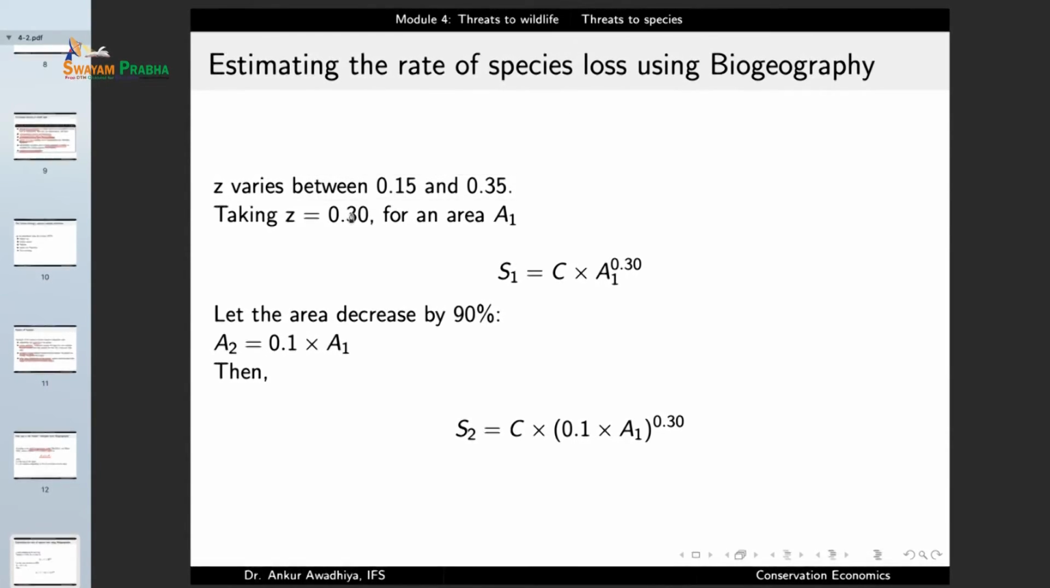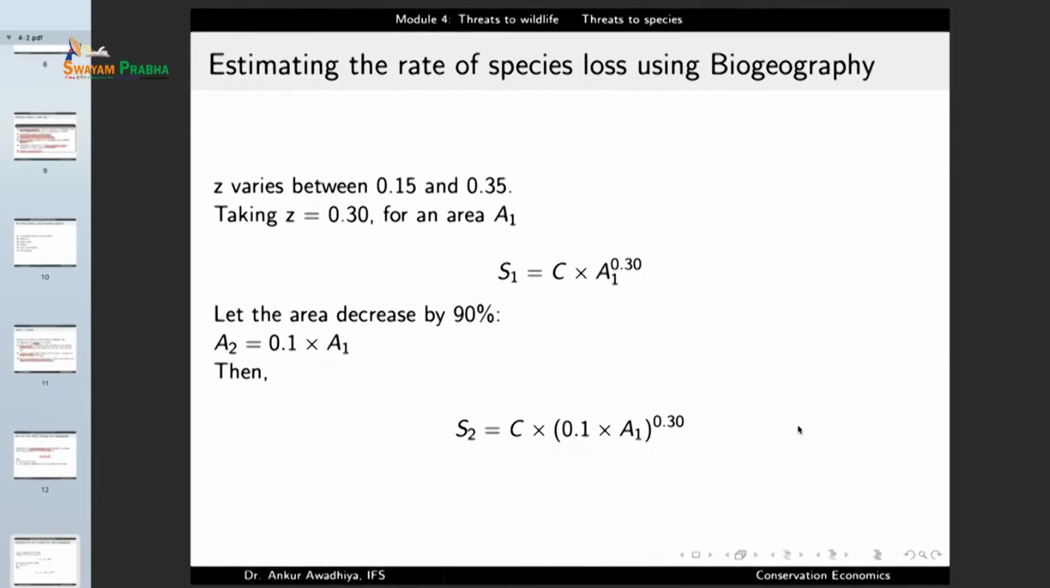Now, taking a middle value 0.3, for an area A1, you will have S1 is equal to C into A1 to the power of Z, which is 0.3, which is telling us that the species richness in this area of size A1 is this much. Now, even if the area decreases by as much as 90%, so you only have one tenth of the area left. Let us say that 90% of this island has been cleared off by human beings and only 10% of the area remains. Now, how many species will be able to survive in this island with 90% of the area gone?